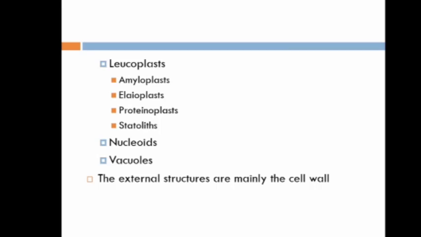And the external structure is mainly the cell wall, as I said in the previous slide. The external structure is mainly the cell wall. Other organelles remain surrounded by the cell membrane. We call them what? Internal structures or organelles.